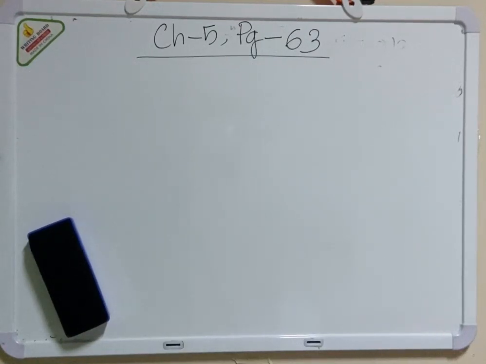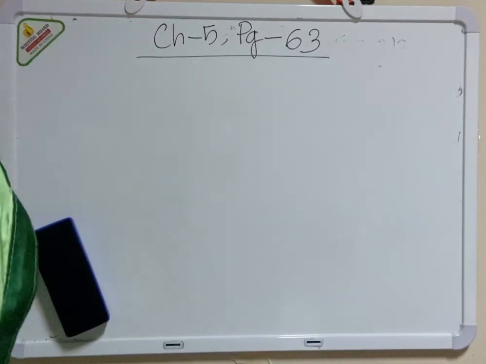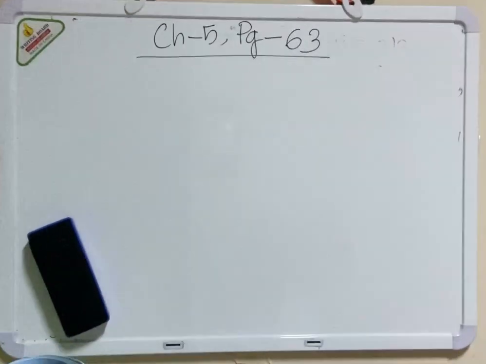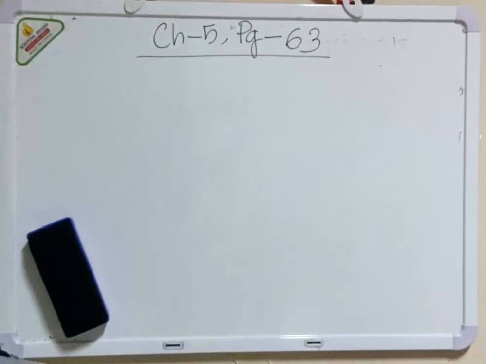Today I will start chapter 5, page number 63. Here some rules are given to solve mathematical sentences. In these rules, first of all I will show you how you have to solve the operations inside a mathematical sentence.